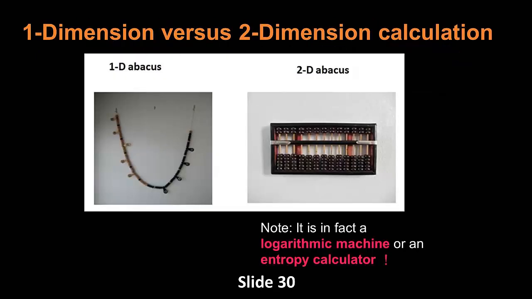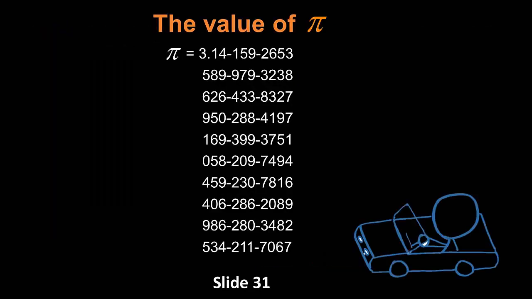Let's take a look at one-dimension versus two-dimension calculation. On the left-hand side, you see a one-dimensional abacus. And on the right-hand side, we see a two-dimensional abacus. Note that it is in fact a logarithmic machine or an entropy calculator. Take a look at the value of pi broken into 10 arrays of numbers in slide 31.